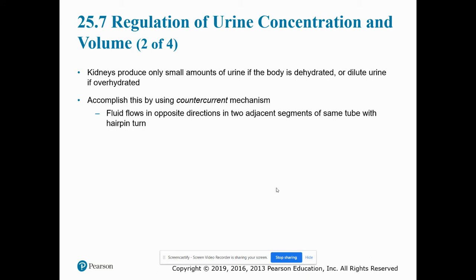If the body is dehydrated, the kidneys are going to produce only a small amount of urine. If the body is overhydrated, the body will produce a large amount of dilute urine. And this is going to be accomplished using countercurrent mechanism. And countercurrent mechanism means that there's going to be fluid flows in opposite directions in 2 adjacent segments of the same tube with a hairpin turn.